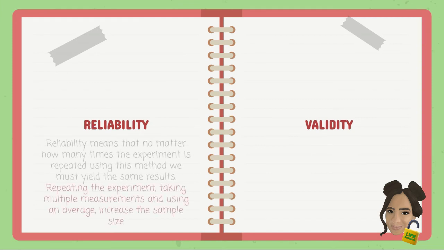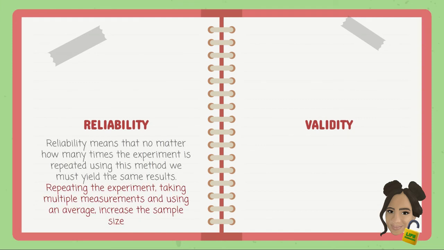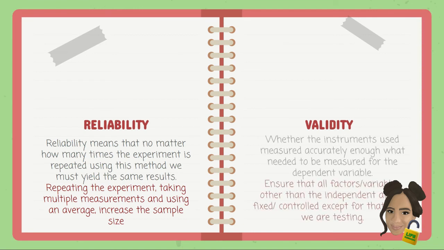Reliability means that no matter how many times the experiment is repeated, using this method, we must yield the same results. Validity refers to whether the instruments we used measured accurately enough what needed to be measured for the dependent variable.